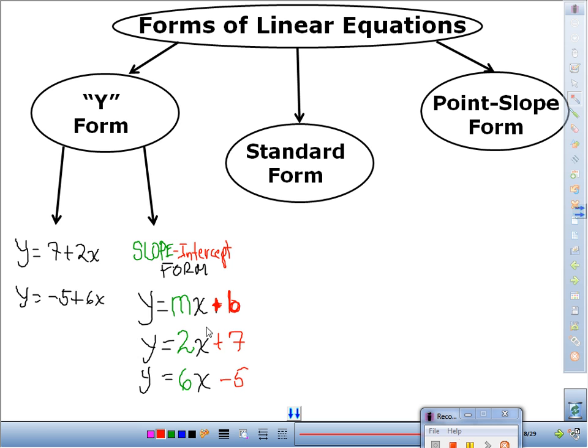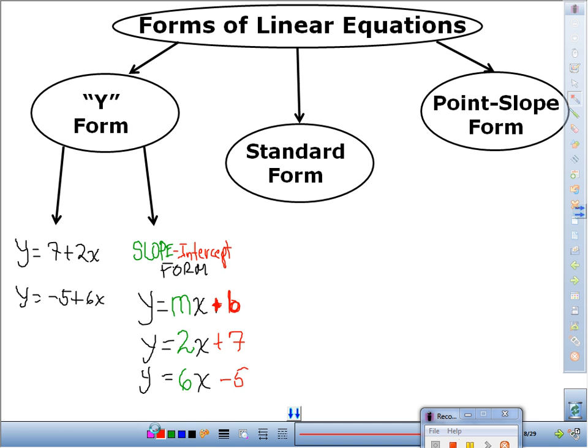Okay, so let's see. Who said that the slope was 2 and the intercept was 7? Yes. How about the second one? The slope is 6, and the intercept is -5. Are we there? All right. So for right now, let's leave that one alone. Let's go to standard form.